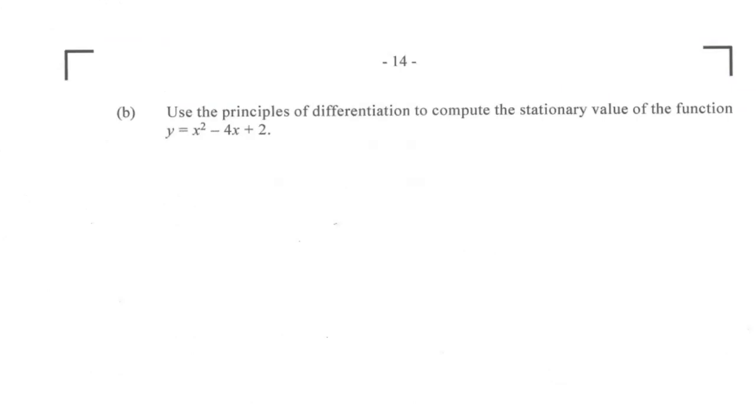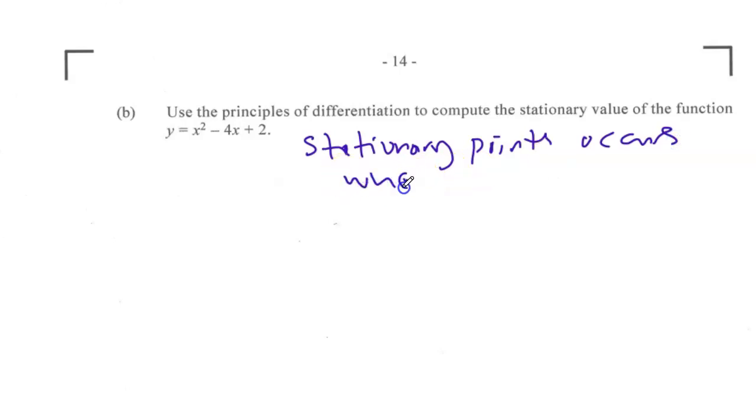Using the principles of differentiation to compute the stationary points of the function. Alright, so stationary points. A stationary point occurs when dy by dx is equal to 0. So we find dy by dx, differentiate x squared, we get 2x. Differentiate minus 4x, we get minus 4. Differentiate 2, we get 0.